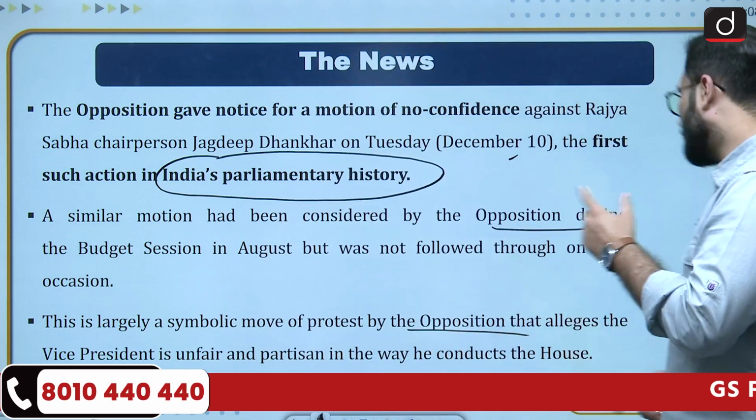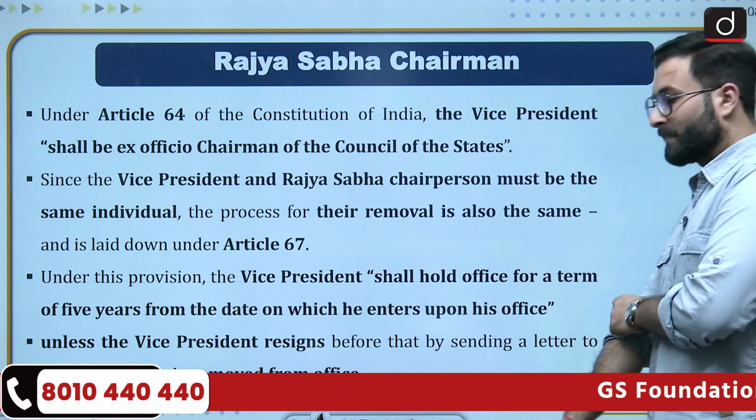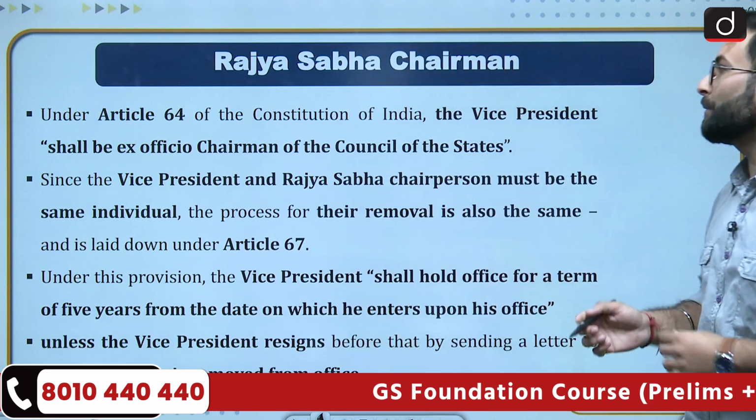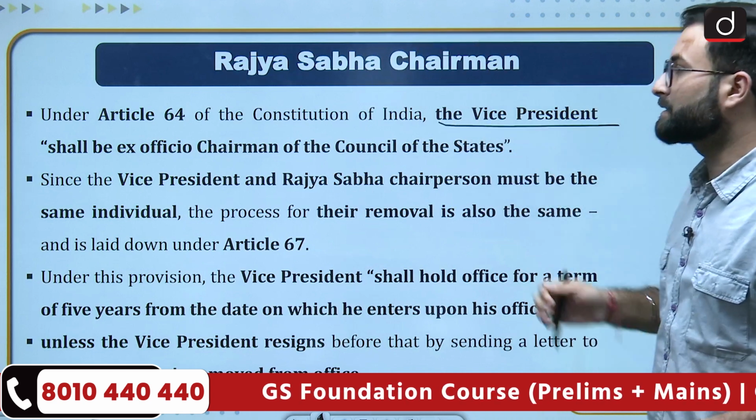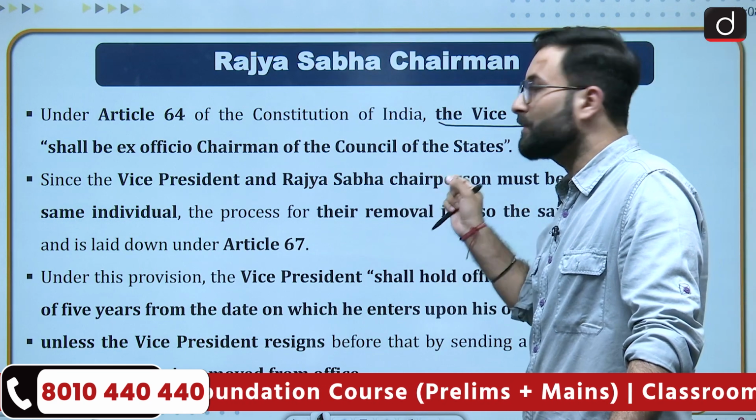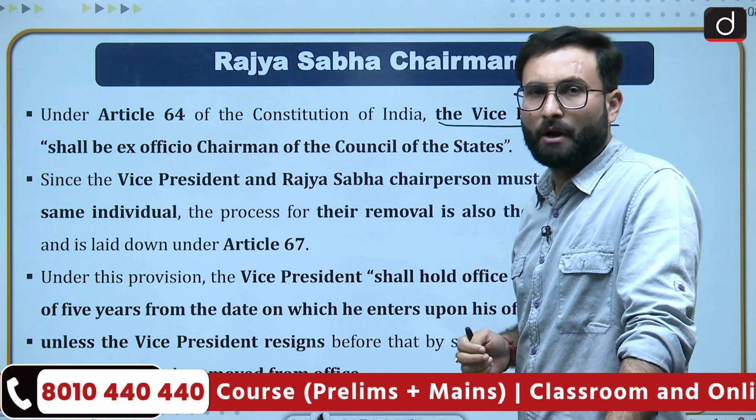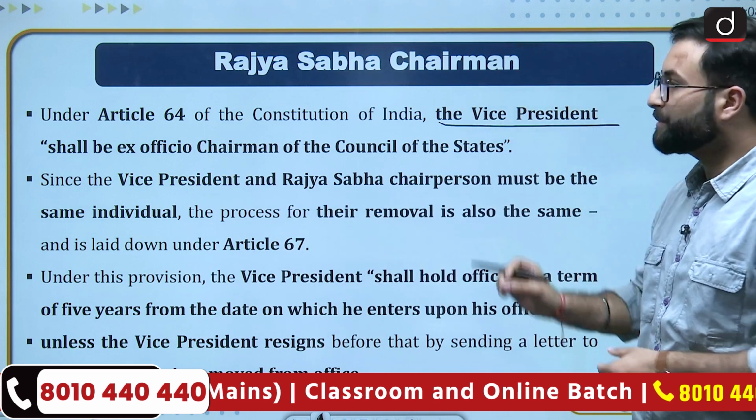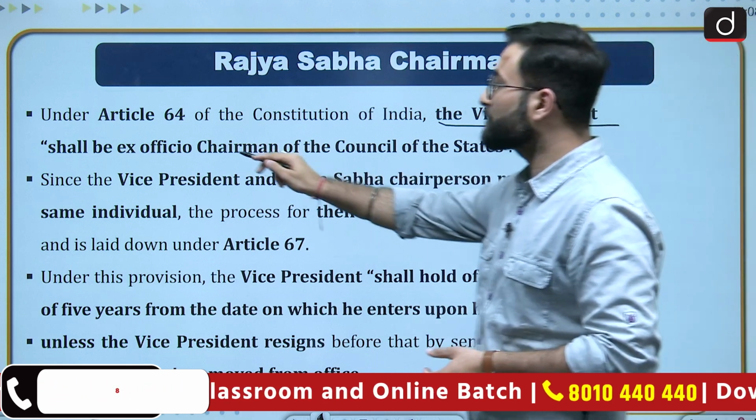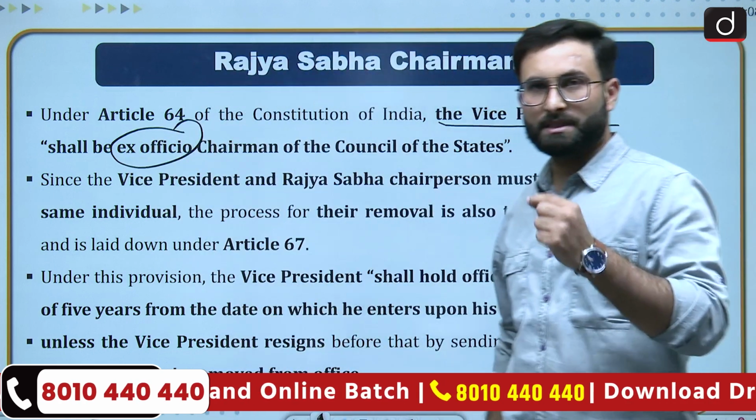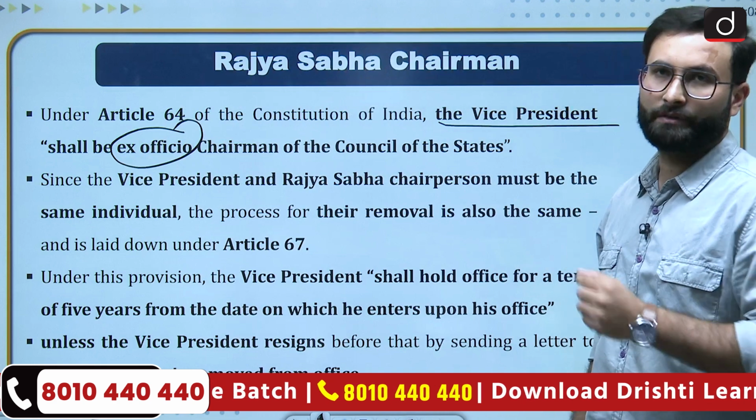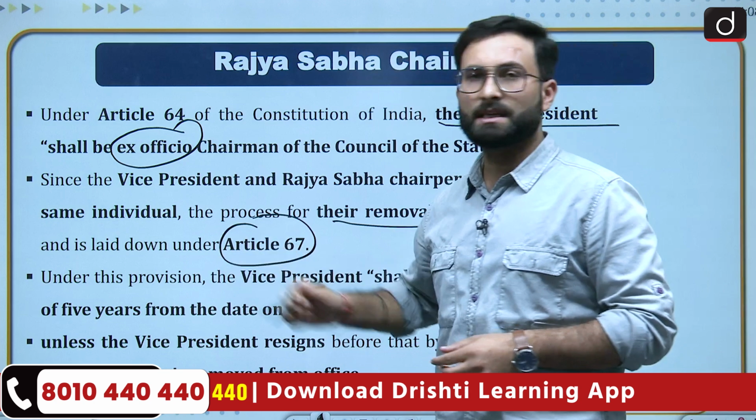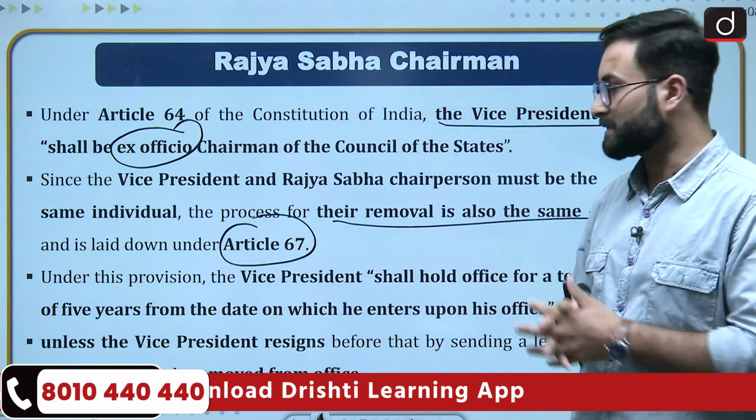Now let's move further and talk about the Rajya Sabha chairman. Article 64 of the Indian Constitution basically says that the vice president shall be the ex officio chairman of the Council of State, that is your Rajya Sabha or the upper house. Since the vice president and the Rajya Sabha chairman must be the same individual, because he is the ex officio chairman, the removal procedure will also be the same, which is laid down in Article 67 of the Constitution, which we will be seeing in the further slides.